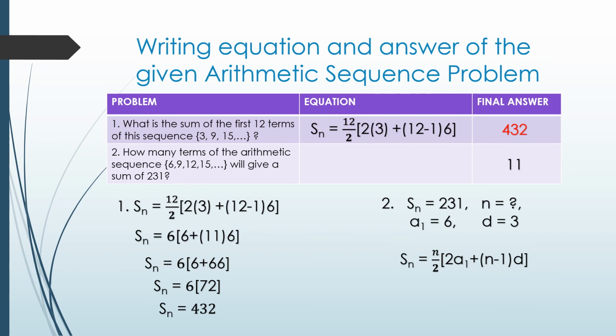So using the formula, S sub n, or the arithmetic sum, n over 2 times 2a sub 1 plus n minus 1 times d, all we have to do here is substitute all the information. Where S sub n is 231, a sub 1 is 6, and d is 3. This is now our equation.